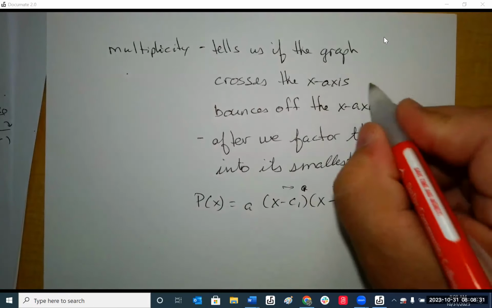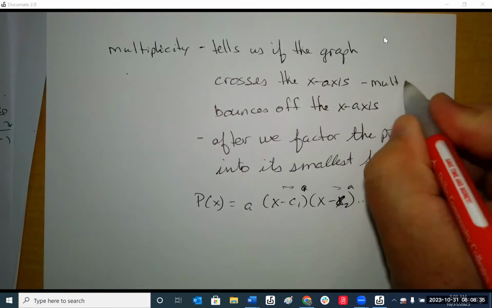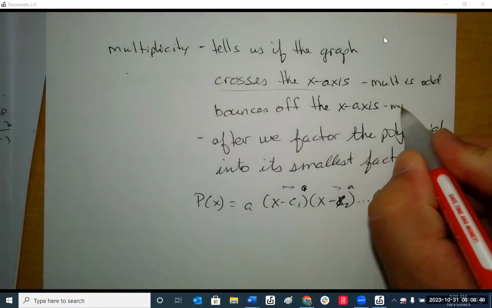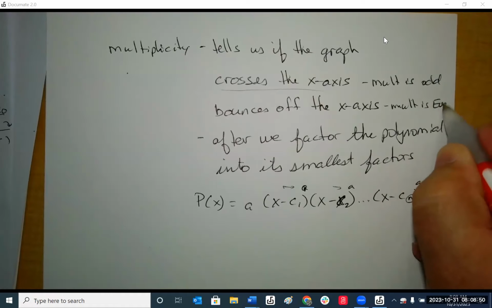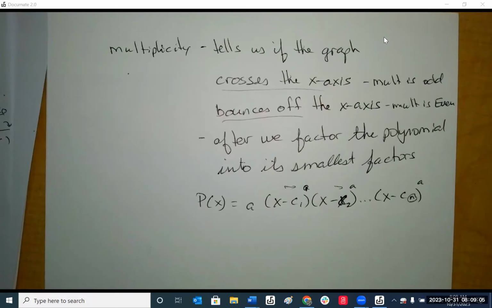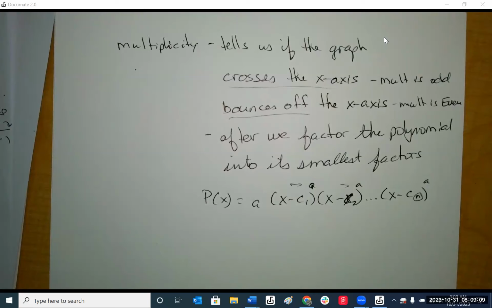If the multiplicity is odd, then the graph crosses the x-axis at that answer, at that intercept. And if it's even, it just bounces off the x-axis at that answer. We'll do some examples of these. We're going to find these answers and then we'll also graph them while we're doing it.